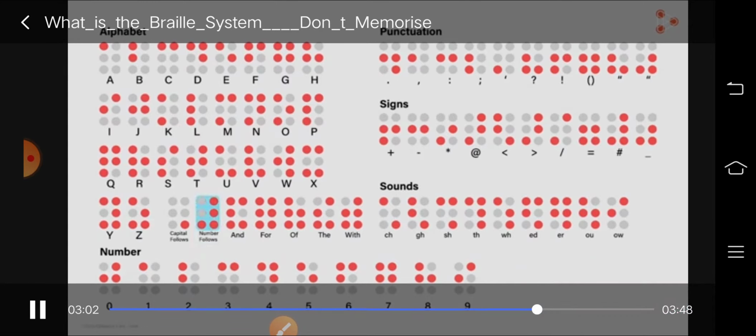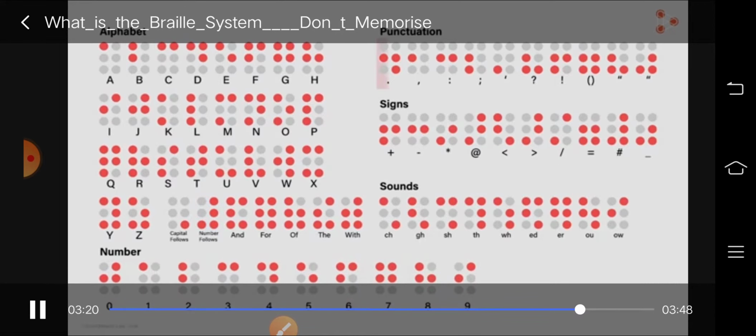Why do we need to have this preceding pattern? Why can't we just have different patterns for numbers? That's because we have limited patterns. Only 64 if you remember. So just with this one pattern of number follows, we saved 10 more patterns for the digits 0 to 9.